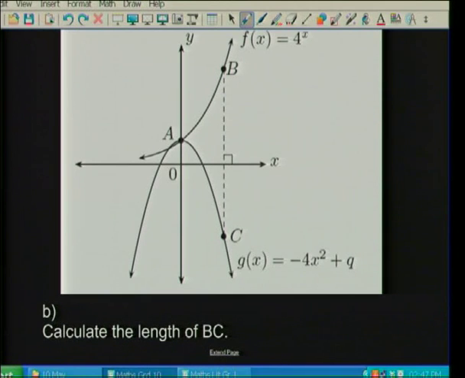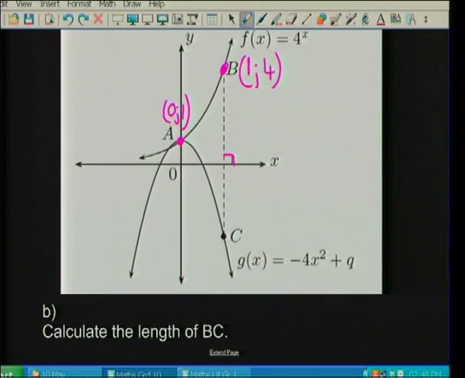The next question asks me to calculate the length of BC. Now remember, I know that B is the point where x is 1, y is 4. Just filling in A as well. So what does BC represent? BC represents the difference in y value from the exponential graph at x is equal to 1 to the parabola at x is equal to 1.